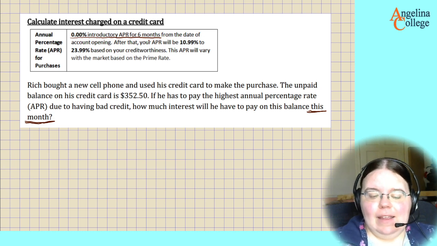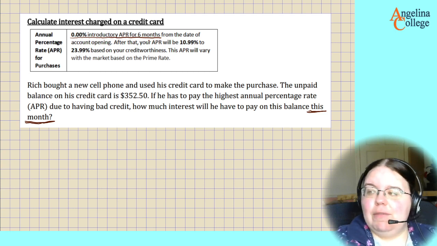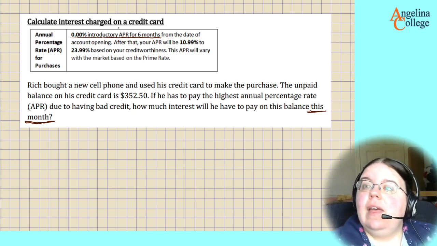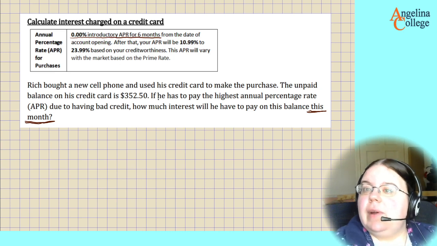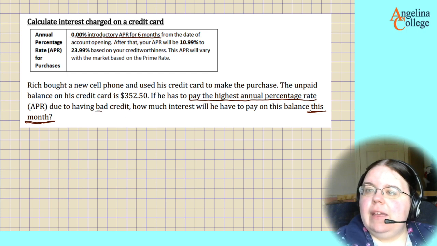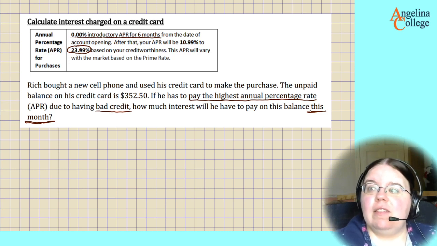So make sure that you're the kind of person who can keep track of that if that's something you're interested in doing. Let's see, so after that, your APR will be 10.99% to 23.99% based on your credit worthiness. Well, what I noticed in this problem is it says that Rich has to pay the highest APR because he has bad credit. So what's the highest? Well, that's the 23.99%. We're going to need that fact for calculating how much interest he has to pay.